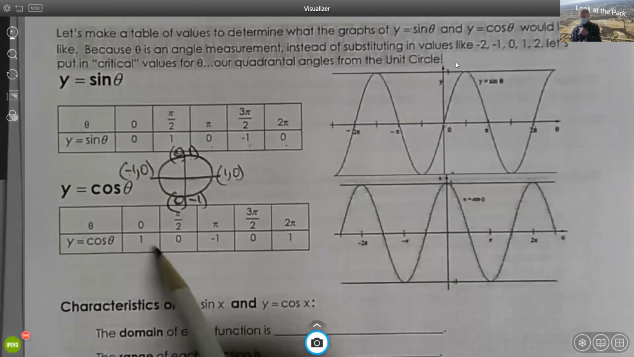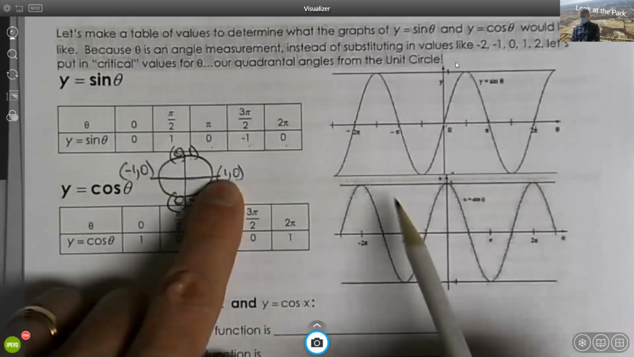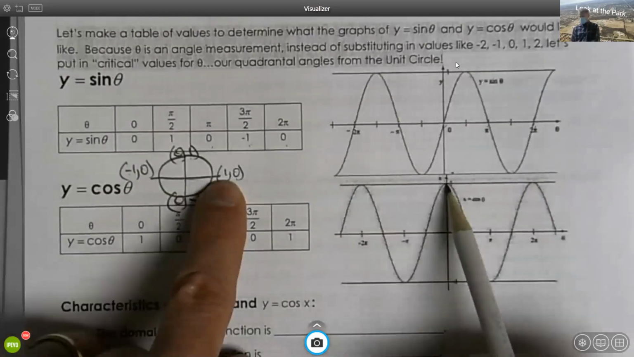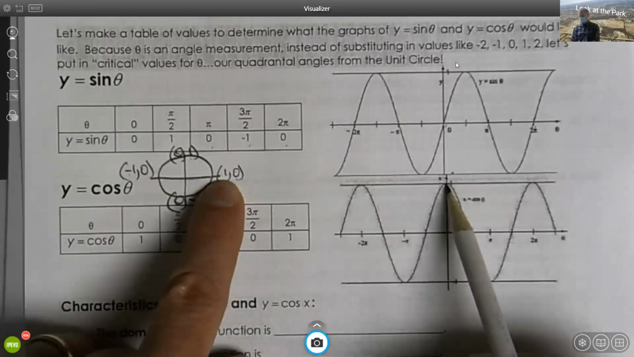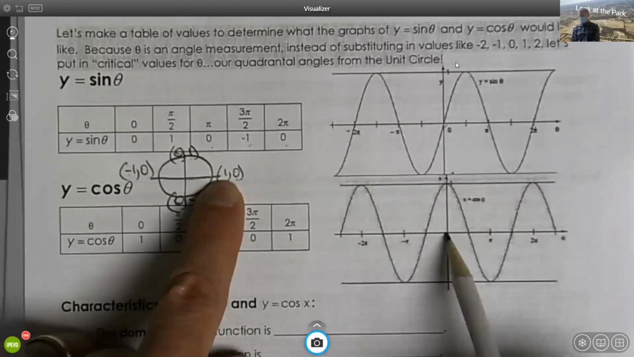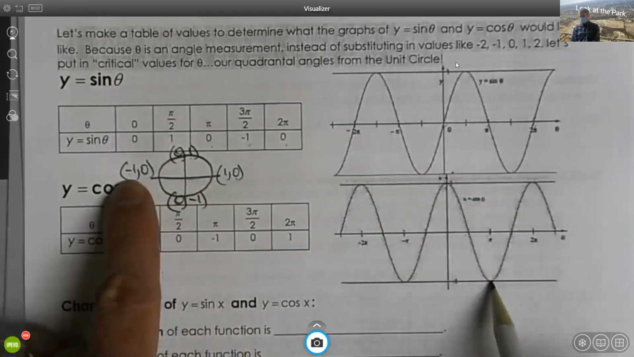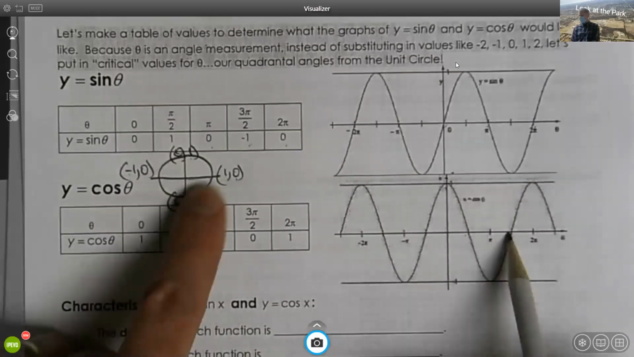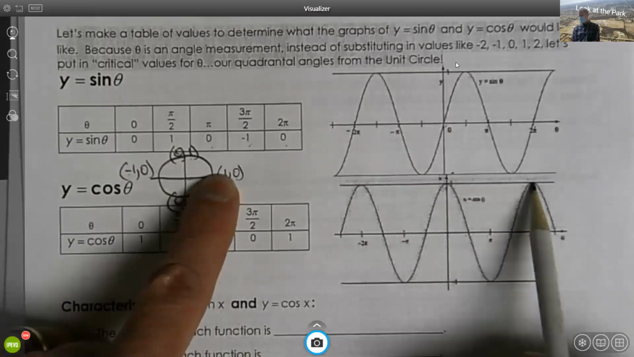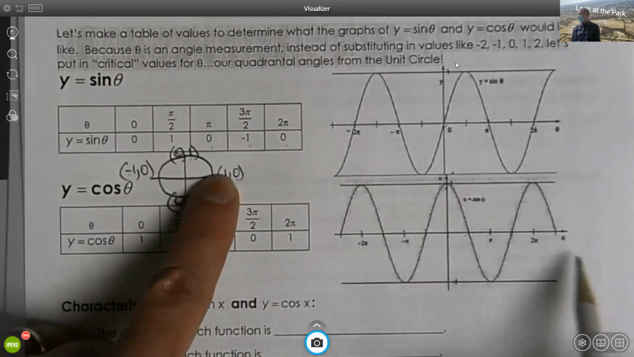Cosine is going to do the same idea. At 0 degrees, we're at 1. So we're off the x-axis. Here's your origin, so we're up at 1. Then we're at 0, then -1, then 0, then +1. And it just repeats that pattern again and again.